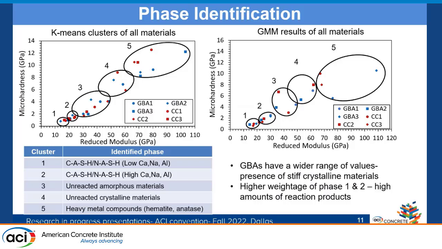And I observed GBA has a wider range of values due to the presence of these stiff crystalline materials, and the higher weightage of phases 1 and 2 was mainly reaction products in the sample.